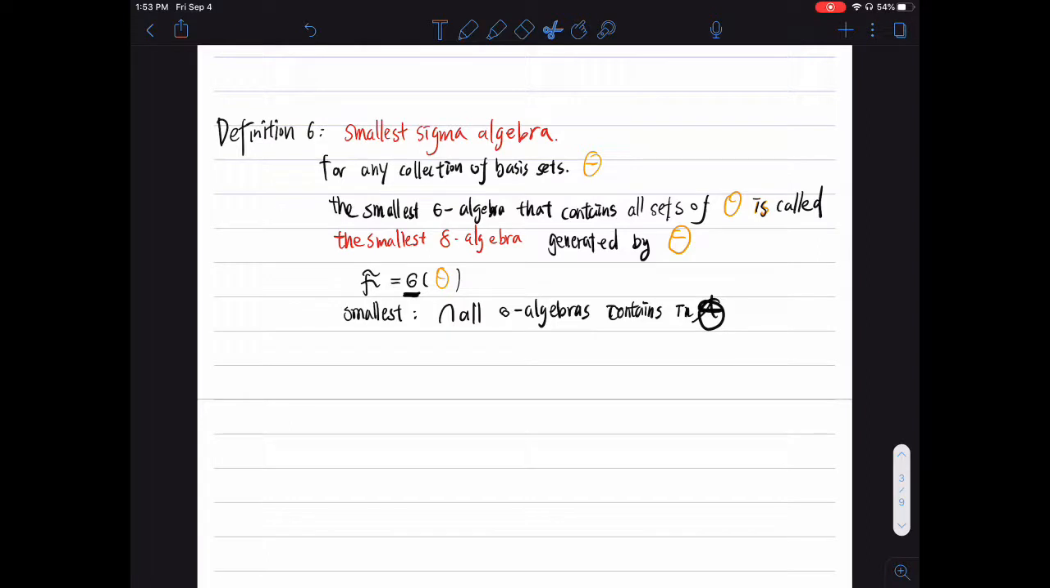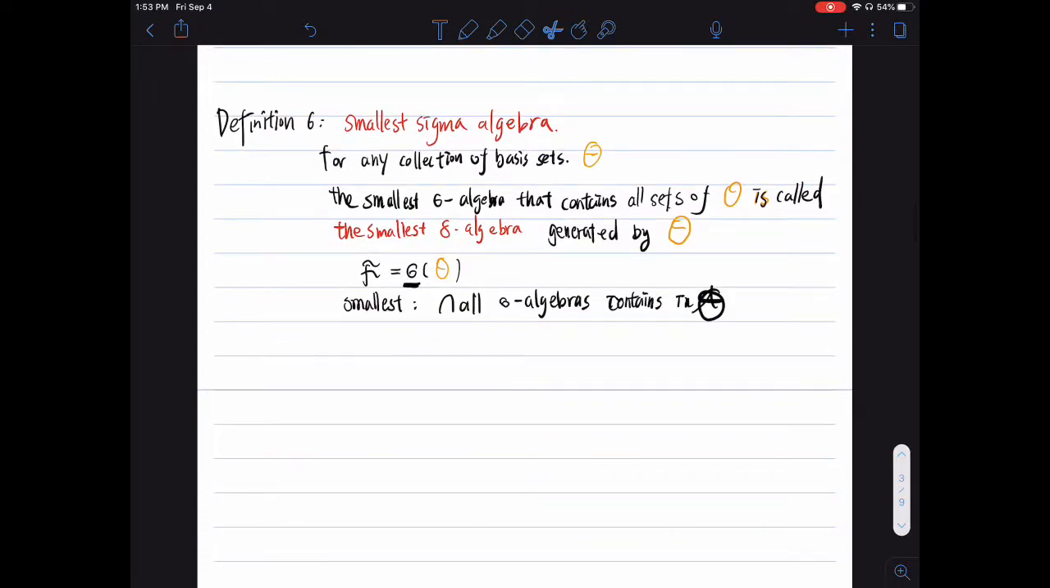In the definition of the smallest sigma algebra, I introduced the idea of generating a sigma algebra from a collection of sets. This idea is especially useful when we're dealing with an uncountable sample space. We're no longer able to brute force out all the possible unions for an uncountable space. That's why we want to introduce the idea of basis sets, and we can generate a sigma algebra for the original uncountable sample space from countable basis sets.